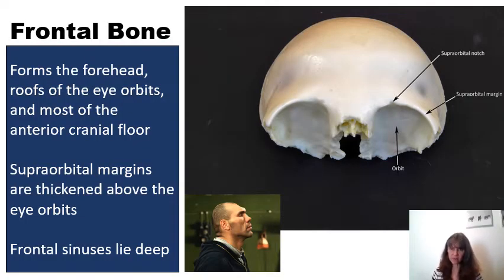When we look at the cranial bones, beginning with the frontal bone, we can see that it forms the forehead as well as the roofs of the orbits that hold the eyeballs. The frontal bone also is responsible for constructing most of the anterior cranial floor. We see that the frontal bone has thickened supraorbital margins above the eye orbits. And this particular bone has spaces inside, which are known as the frontal sinuses. We're going to talk about the sinuses collectively.